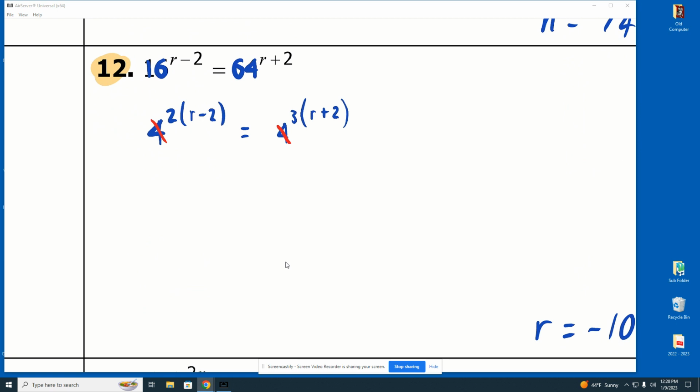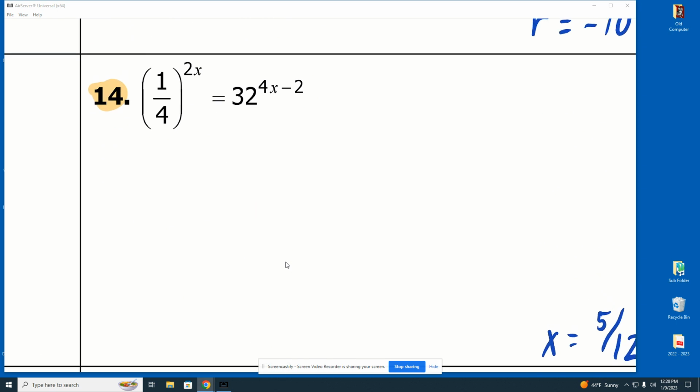They're gone, and now I distribute and solve. What's 2 times r minus 2? 2r minus 4 on the left side. And on the right side, what's 3 times r plus 2? 3r plus 6. All right, I'm going to subtract the 2r. That will leave me with negative 4 on the left side. What's 3r minus 2r? Plus 6. I'm going to get r alone by subtracting 6. Negative 4 minus 6 is negative 10. So my answer, negative 10. Okay, that's number 12.